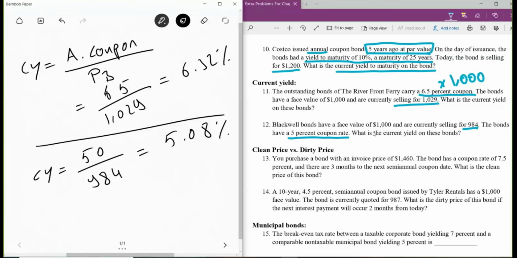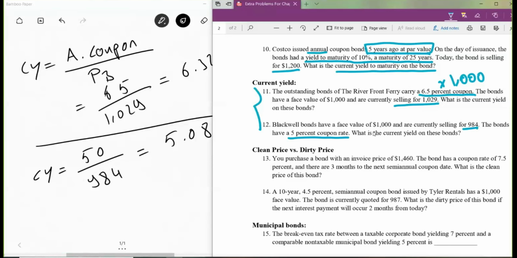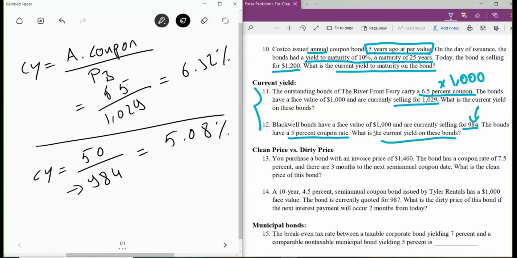So those were two direct problems. In case you wanted to have a more complicated problem that relates to the current yield, the price may not be given, and you may have all of the information to compute the price. So when you are asked about the current yield, you may need to find the price first before you find the current yield.